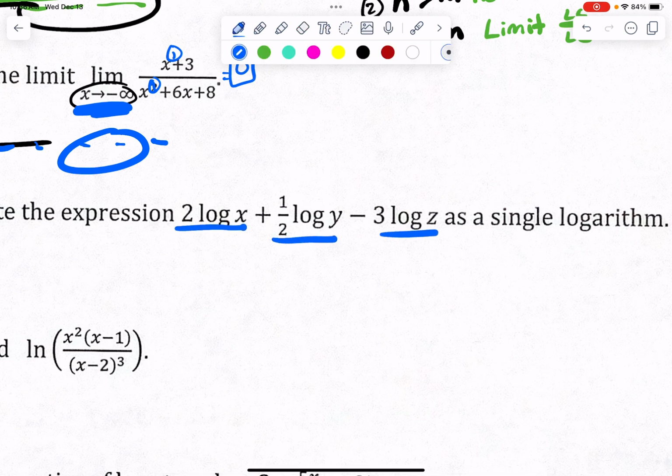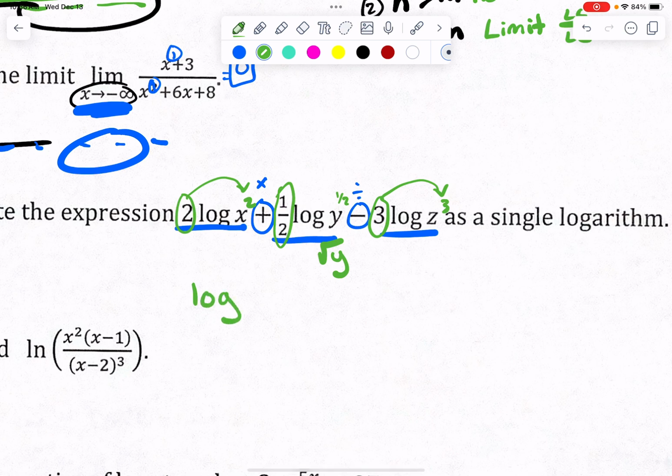I have 3 pieces and they want me to write it as a single log, put together stuff. Okay, I know plus means multiply and minus means divide, but before I do that, these numbers right here have to go to the back. So this will actually become x squared. The 1/2 power means the square root of y. And this 3 becomes z to the 3rd power. Okay, so I'm going to rewrite that just so it's a little bit cleaner. You don't have to rewrite it. That's log x squared plus log of the square root of y, because these to the 1/2 power, minus log of z to the 3rd power.